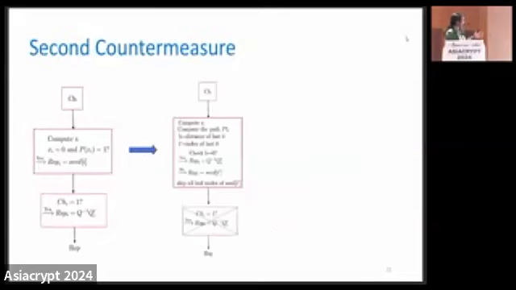And the second countermeasure is we can ignore the second part, and we generate the secret related information by using the reference tree. And by using this method, we can keep the signature size the same.